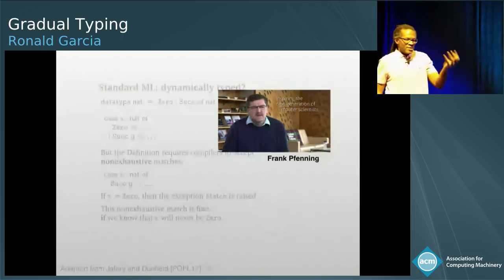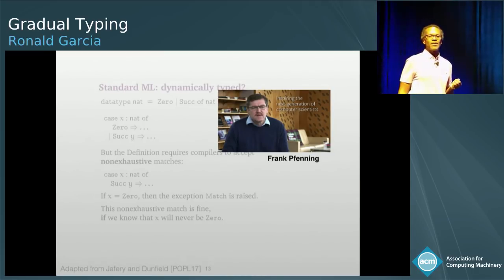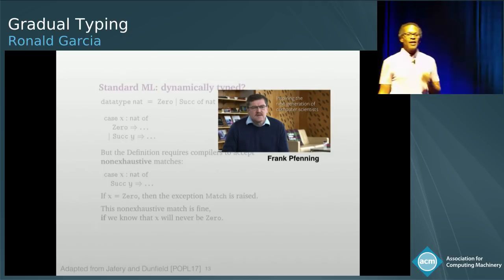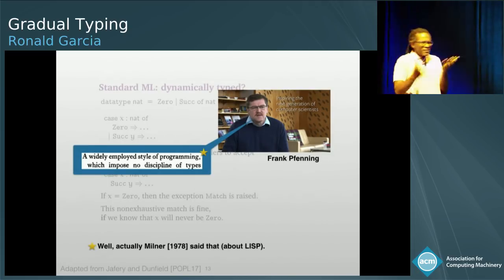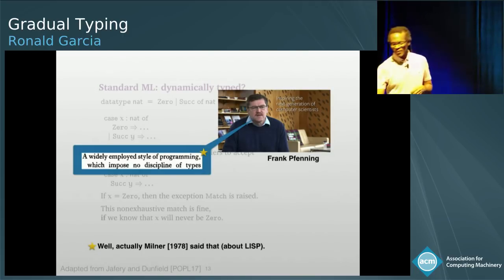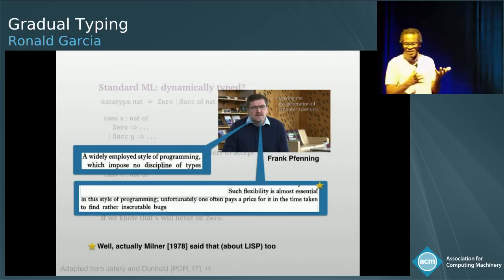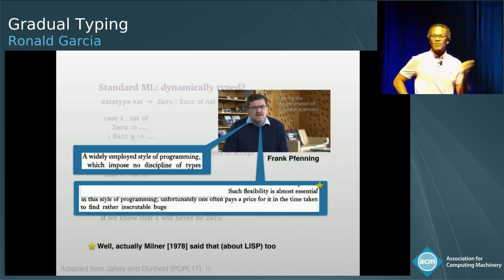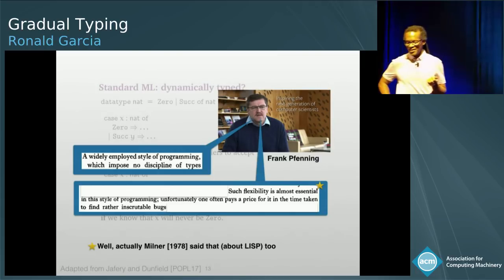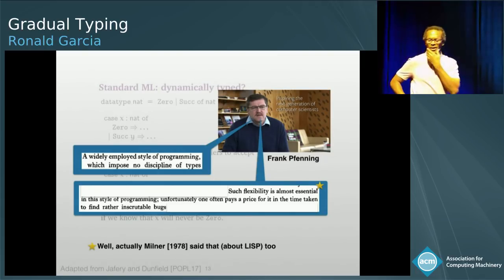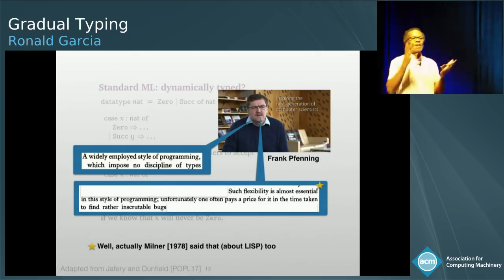And it's a pretty substantial code base, and he had a lot of experience with Standard ML and these non-exhaustive matches. And he came to observe that non-exhaustive matches are a widely employed style of programming which imposes no discipline of types. And he had to relent and say that such flexibility is almost essential in this style of programming, and unfortunately one often pays the price for it in the time taken to find all these inscrutable bugs. So I wasn't there at the time that Frank was developing this work or thinking about these ideas, and I lifted these comments from Milner, who might have been talking about Lisp. But I think it really captures the spirit of what he was thinking about in this situation.